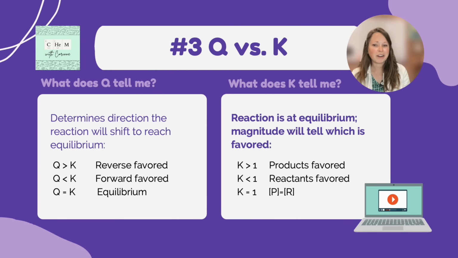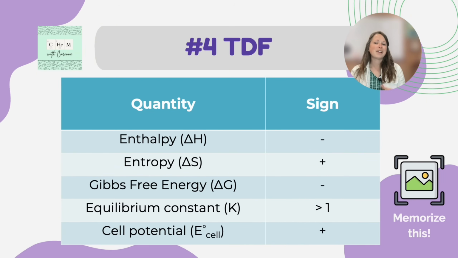It's the concentration of products and reactants. But again, that doesn't happen too often. All right, rolling into number 4, which is thermodynamic favorability, or TDF.